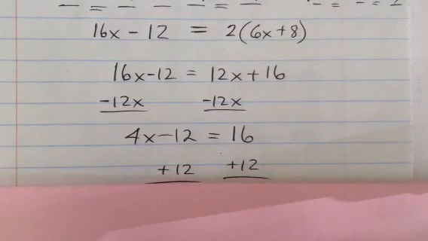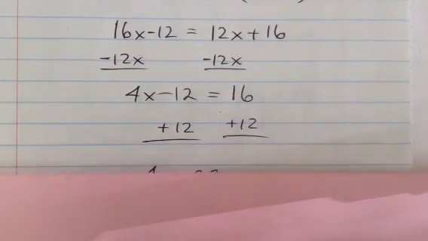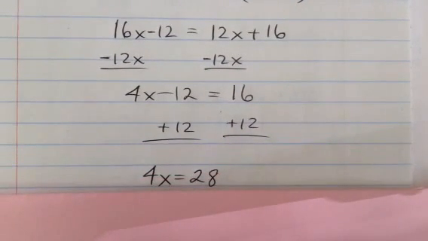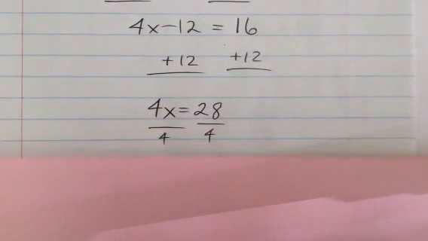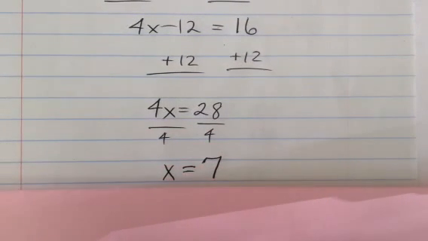I'm going to add 12 to both sides. 4x equals 28. And finally divide by the coefficient of 4 and get x equals 7. Now that's not the answer. It might be a distractor answer. Don't fall for it. Remember the pentagon.